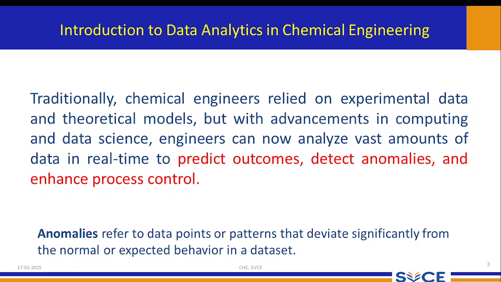But with advancements in computing and data science, engineers can now analyze vast amounts of data in real time to predict outcomes, detect anomalies and enhance process control. In Unit 1, I already told you anomalies refer to data points or patterns that deviate significantly from the normal. You may find some data skewed or deviated from the line. That type of deviation in the data is called anomalies.